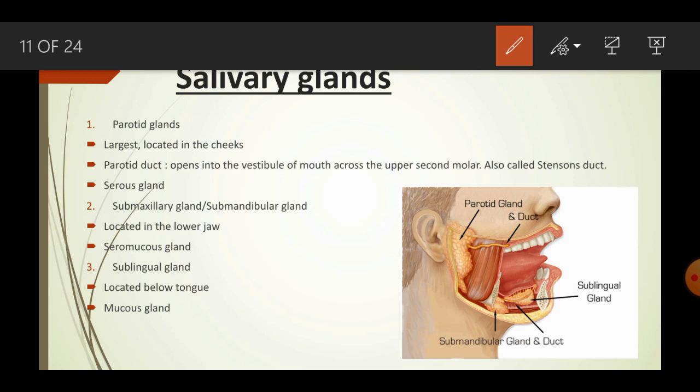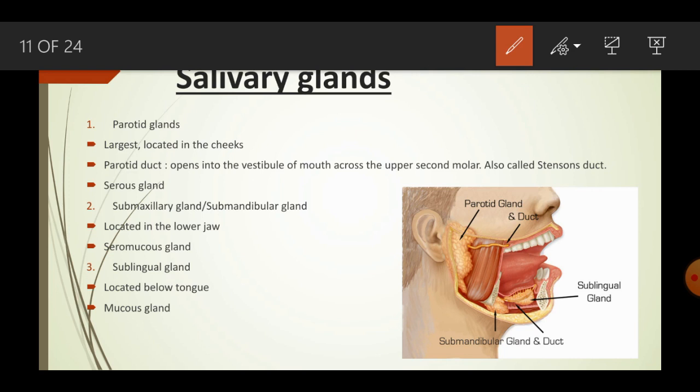The parotid gland contains a parotid duct that opens into the vestibule of the mouth across the upper second molar teeth. The parotid duct is also known as Stenson's duct. It carries the saliva from the parotid gland into the mouth.